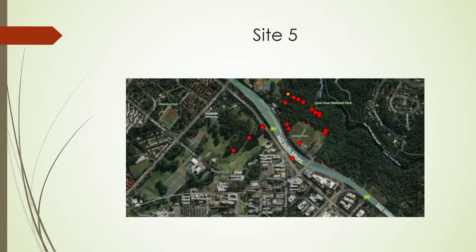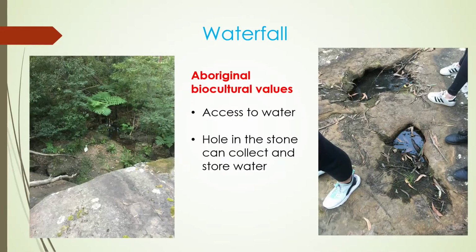In Site 5, you can find a waterfall, a place that contains some of the species mentioned before. In the Aboriginal biocultural values, people can get water easily here. Also, you will find some holes in a stone, where people used to collect and store water in the past.